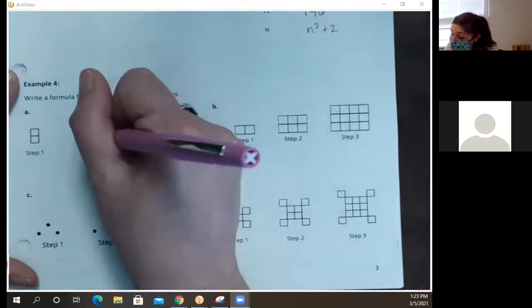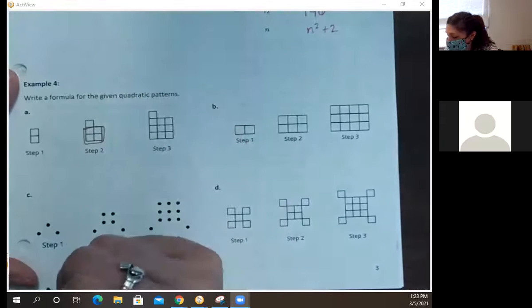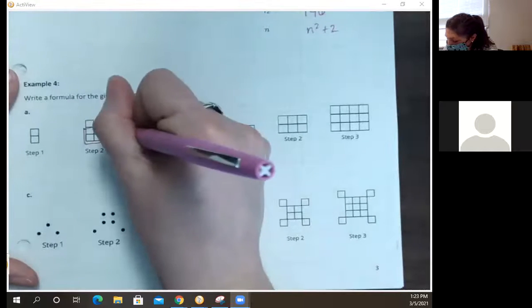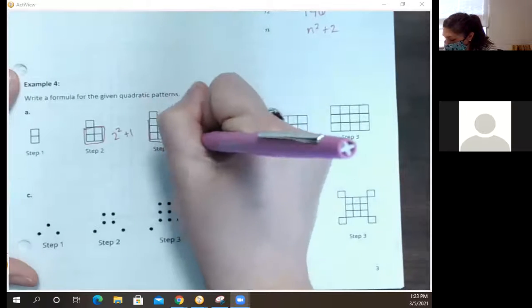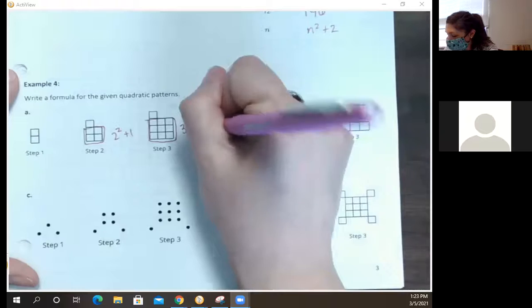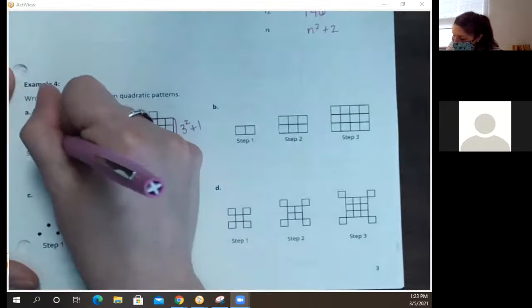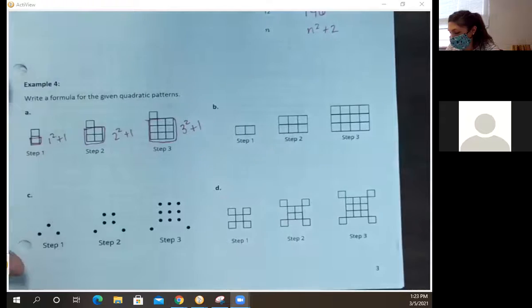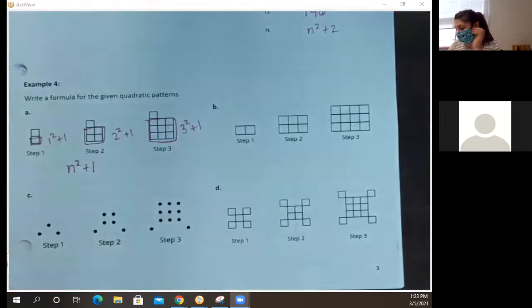But if I look at step 2 for A, I can see the square here. I can see the 2 by 2 square. So this would be 2 squared plus 1. For step 3, there's my 3 by 3 square. So I've got 3 squared plus 1 again. If I go back to step 1, we'll call this our 1 by 1 square, and then I'm adding 1. So it would be our general pattern here. N squared plus 1. Good.